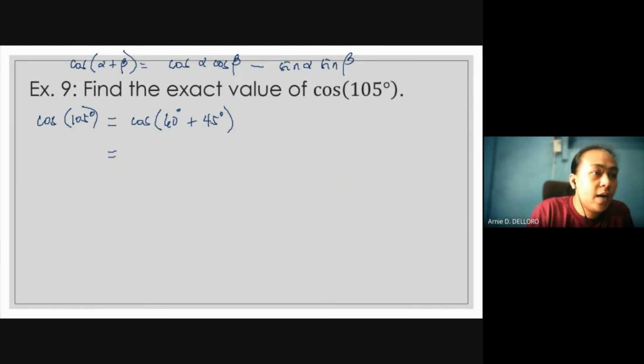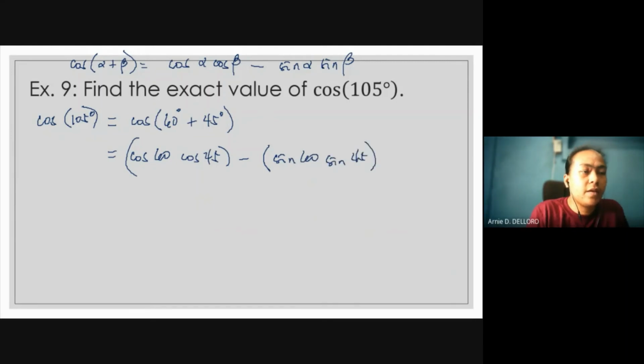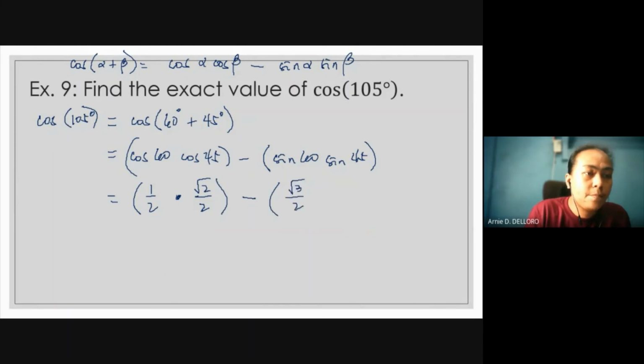Okay? So we have cosine 60 times cosine 45 minus sine 60 times sine 45. Okay? So again, cosine 60 is 1/2 times cosine 45 is square root of 2 over 2 minus sine 60 is square root of 3 over 2 times square root of 2 over 2.